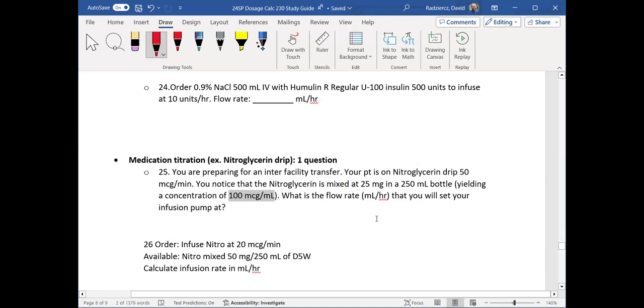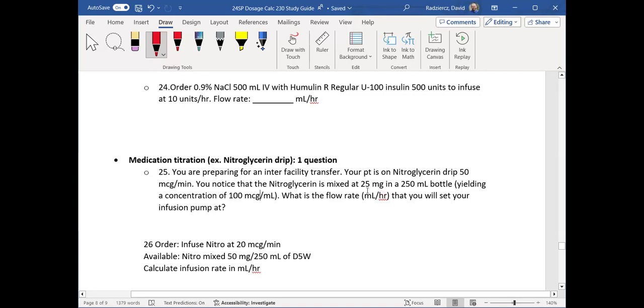Now I'm going to double check this. If you're ever wondering how to do that, I would convert milligrams to micrograms. So 1 milligram is 1,000 micrograms. That means it's 25,000 micrograms divided by 250 gives me 100. So this concentration is correct.